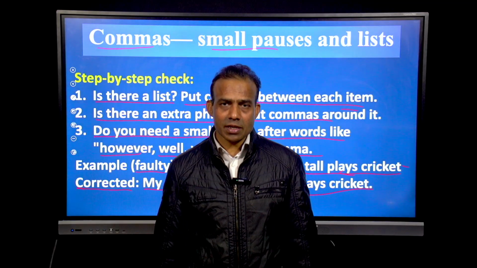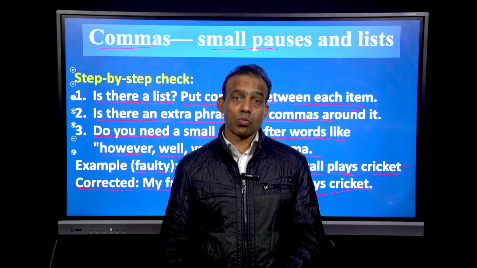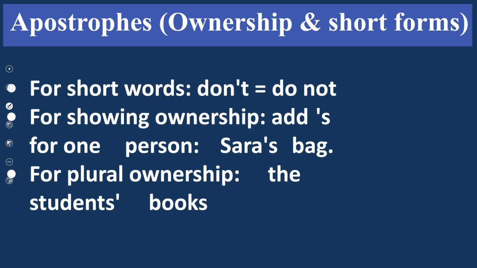Now, dear learners, I hope you have learned a lot about this topic. Now move ahead and look at this. Yes, last one is apostrophes. Apostrophes tell us about ownership and short forms. Yes, ownership and short form of the words, right? And ownership of anything or any person.